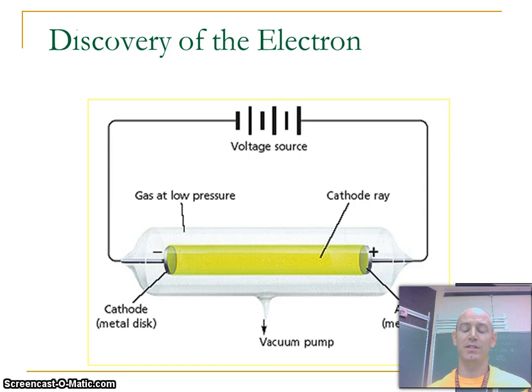we can see that the cathode ray tube doesn't look that different from, say, a neon light. You've got a gas in there at very low pressure. You've got a voltage source. The beam jumps from the negative side to the positive side, and that's pretty much it. Scientists like to play around with this and see what kind of different properties it had.